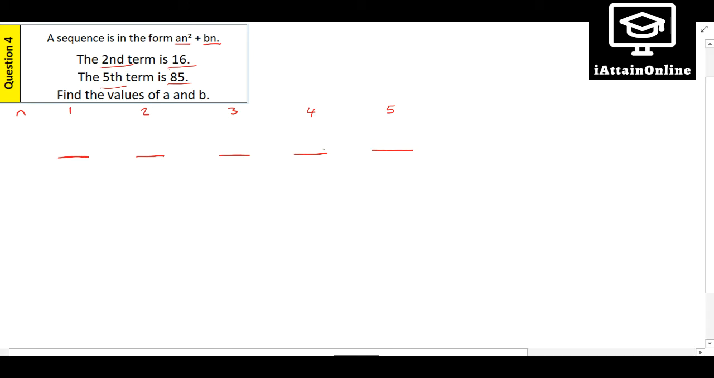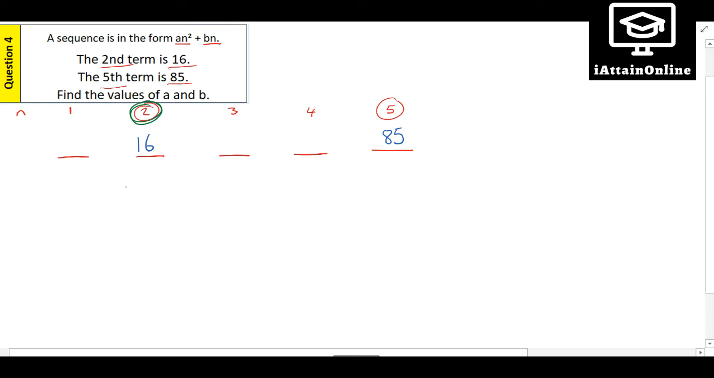I don't know what all of these are, but I do know that the second term is 16, and I do know that the fifth term is 85. Now, these numbers here are going to be really important for the next bit. In fact, I'll do these in different colours.